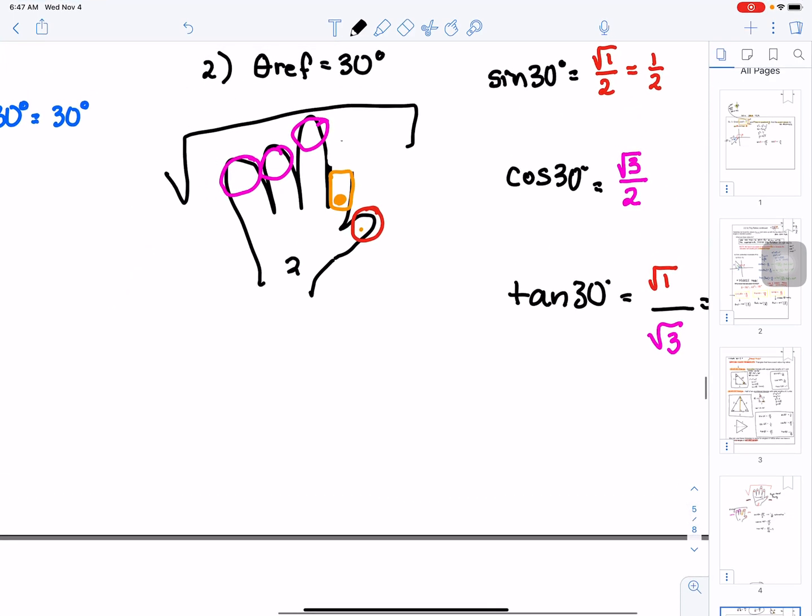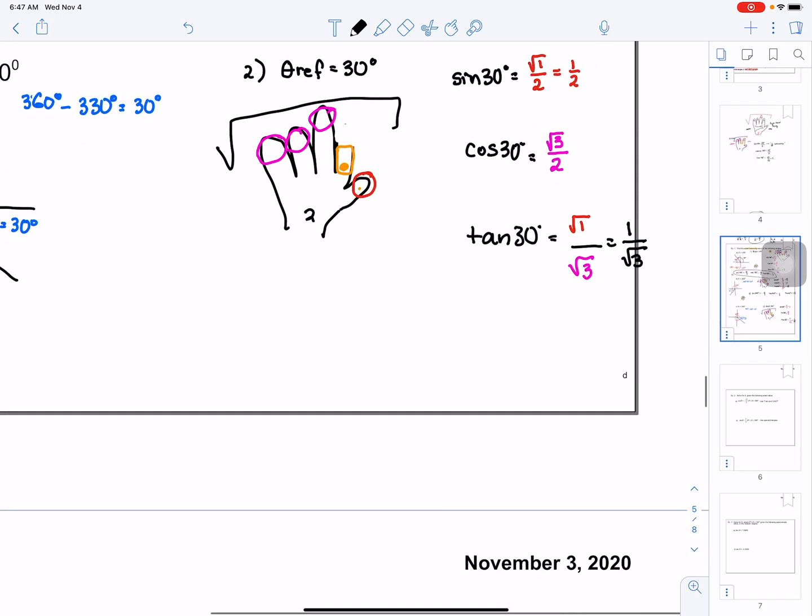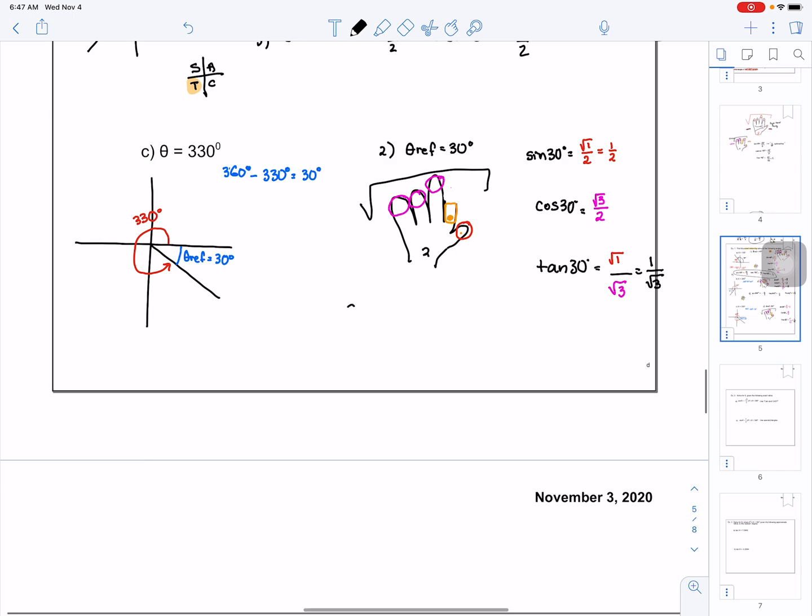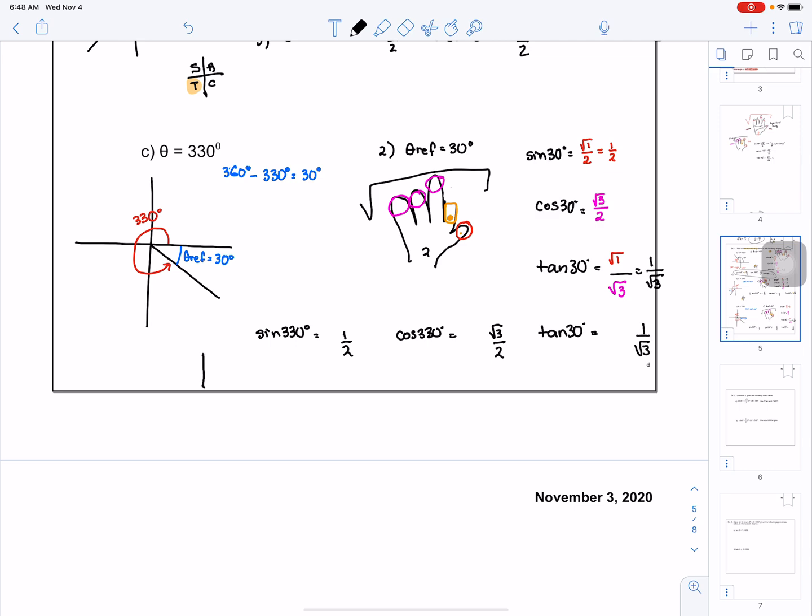Whoops, I made this a little bit big. And now I'm going to do my sine of 330. It's going to be related to the 1/2. My cosine of 330 is going to be related to the root 3 over 2, and my tan of 30 is going to be related to the 1 over root 3. I come back and draw my CAST rule. My rotational angle is located in quadrant 4, so sine is negative, cosine is positive, tan is negative.